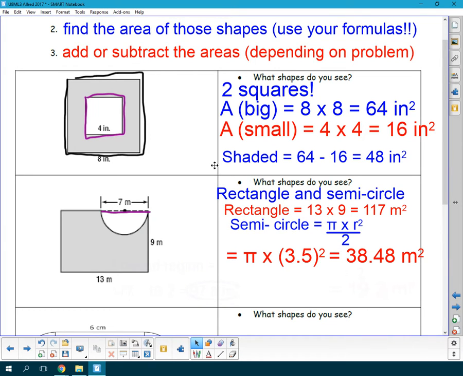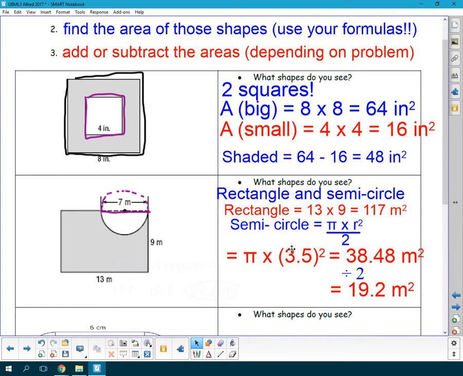And I did pi times 3.5 squared. That would tell me the area of a whole circle that had the same radius. You need to keep in mind that you don't have that whole circle. So what I did is I took that and I divided it by 2, just like that. And I got about 19.2, that's what I'm going to call it, 19.2 meters squared for the semicircle.